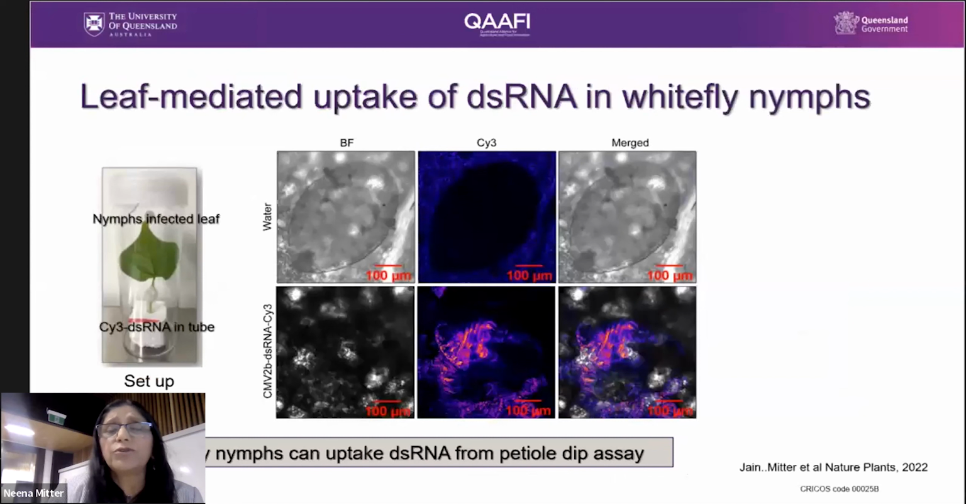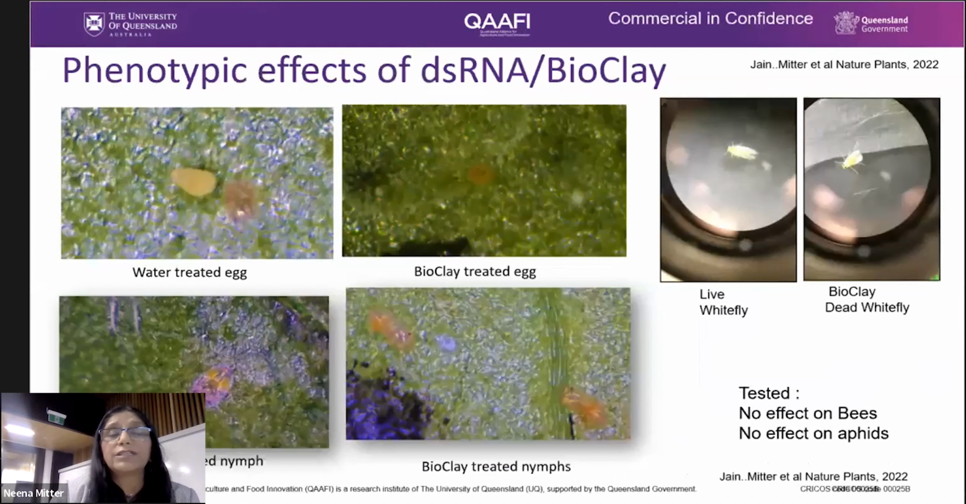And we not only showed this for adult whiteflies, we have even showed that this works for even nymphs or eggs when they are laid on the surface of the plants. And as you can see here, these phenotypic effects of RNA BioClay on whiteflies, whether it is an egg or a nymph, they do not develop. We get death of whiteflies as well. Most importantly, in this work, we also showed that this does not have any effect on stingless bees.